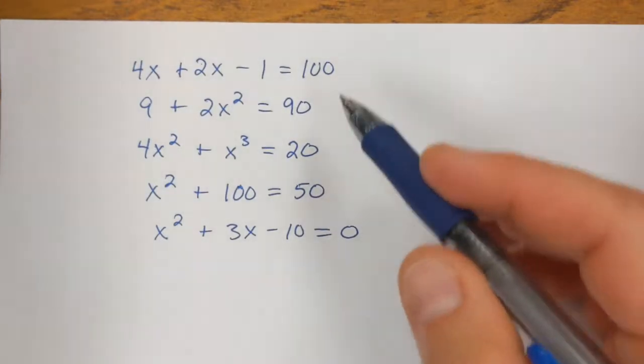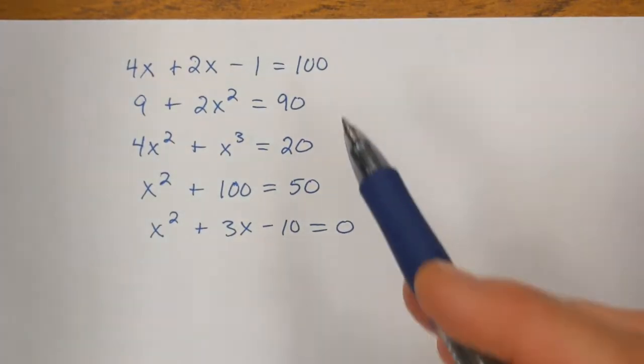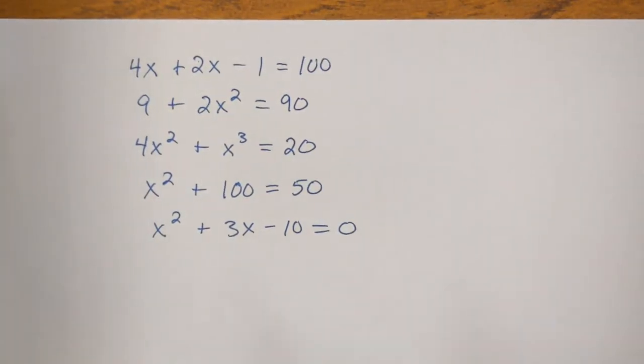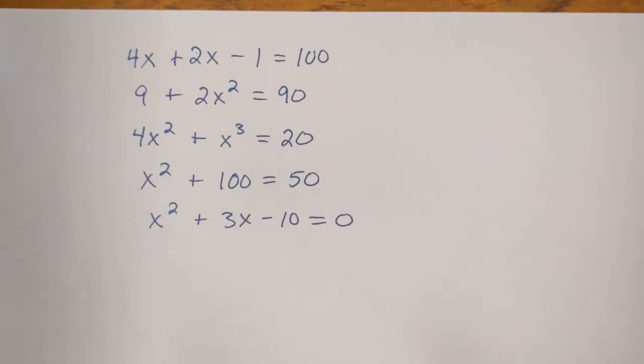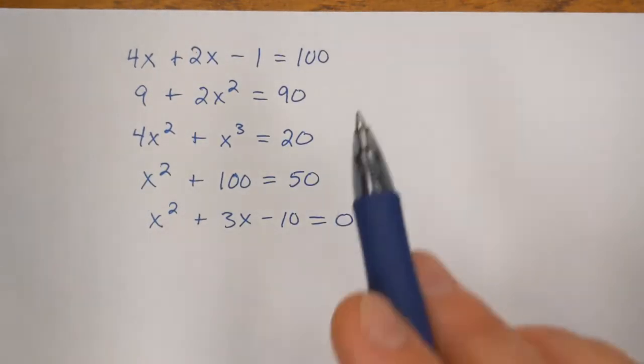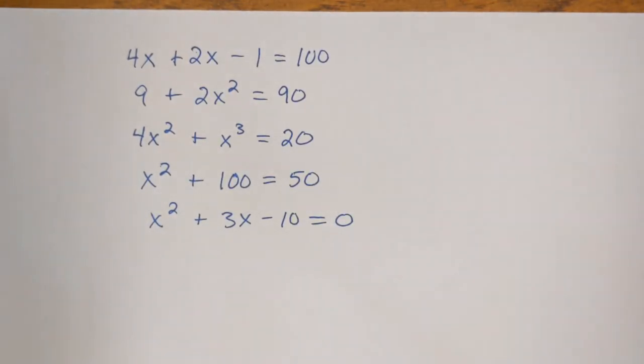Here on the screen are 5 equations. 3 of them are quadratic. 2 of them are not. Take a look at this. Hit pause right now. See if you can figure out which ones are quadratic.